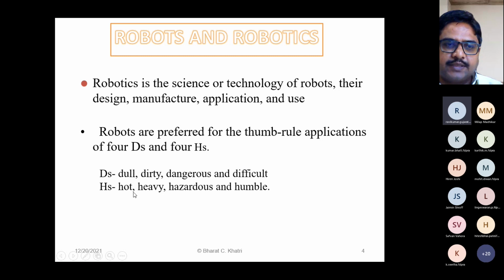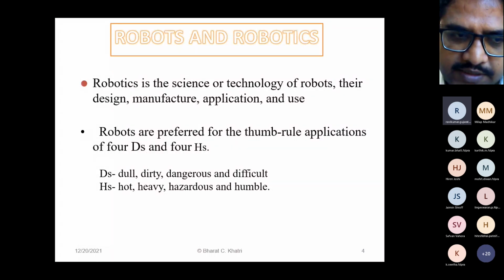And the 4H, the H indicates heavy, hazardous, and humble environment. So whenever the temperature is very high, the human being cannot sustain in that temperature. At that place also a robot can work. Heavy, there are heavy sound waves or heavy wind also, something like that. Chemical hazardous environment, you can say, at that place also it can be used. So here the thumb rules for application are given, that 4D and 4H. You can easily use the robot in all these 4 cases, 8 cases.